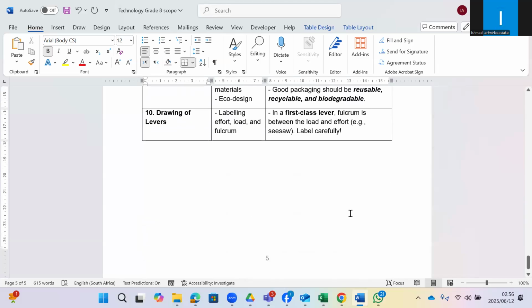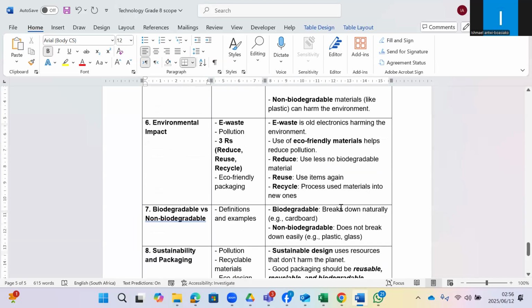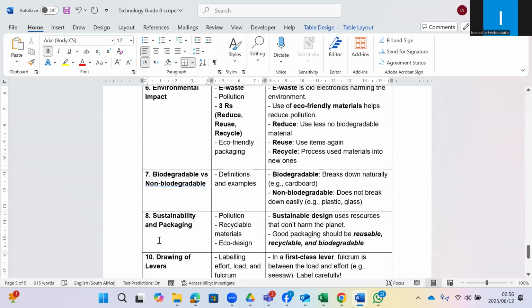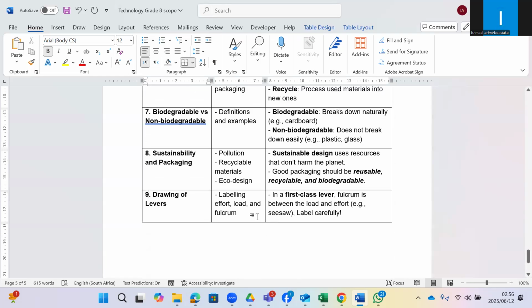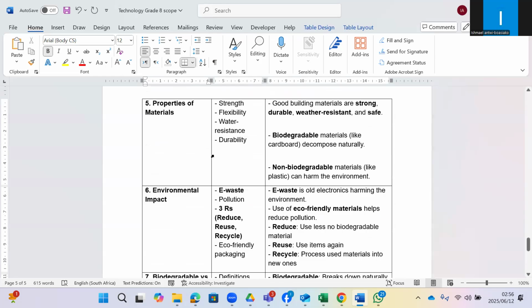And then also the 3 types of levers, you must know how to draw them. So basically, these are the things that you must know as grade 8 learners before you go into the examination room. I will share this document with you as well.